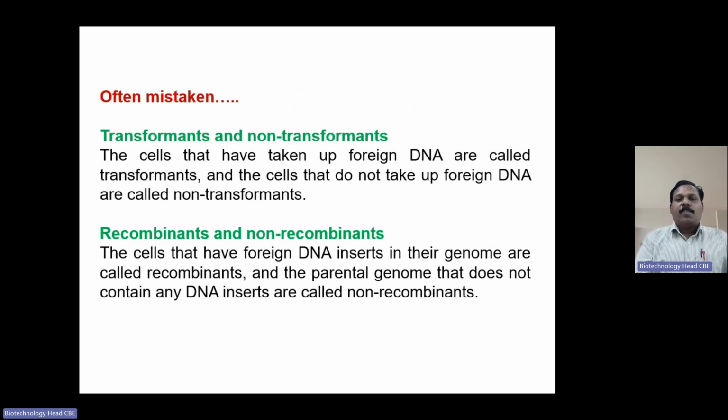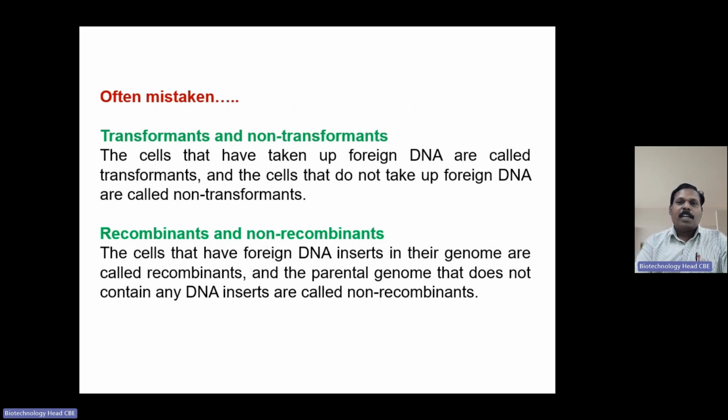Normally, we often get confused or mistaken with these terminologies: what is a transformant and what is a recombinant, or how do we distinguish a transformant from a non-transformant, a recombinant from a non-recombinant. If you say transformant, the cells that have taken up foreign DNA are called transformants. So transformant is with respect to the host cell. Those host cells which have taken up the foreign DNA are said to be transformants, and the cells that do not take up the foreign DNA are referred to as non-transformants.